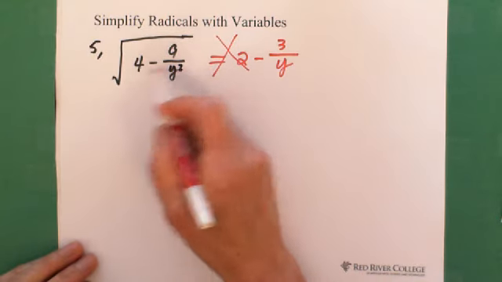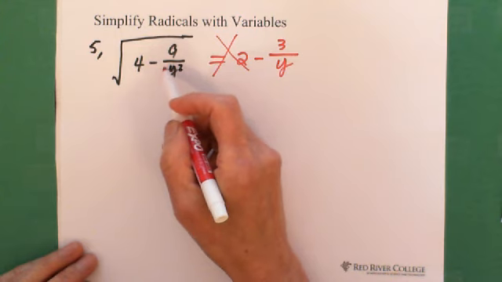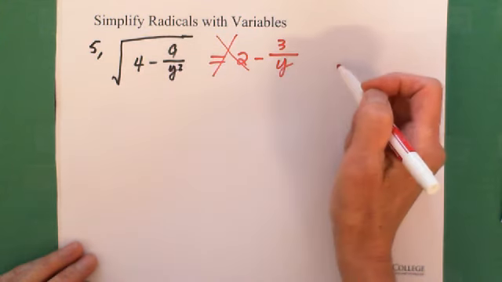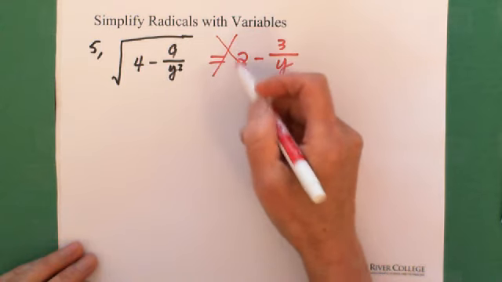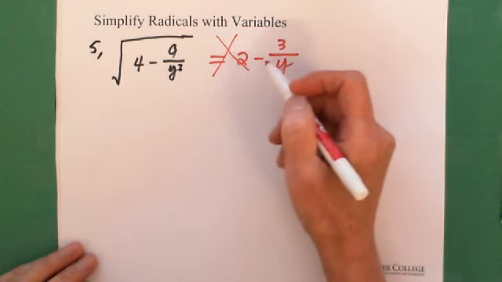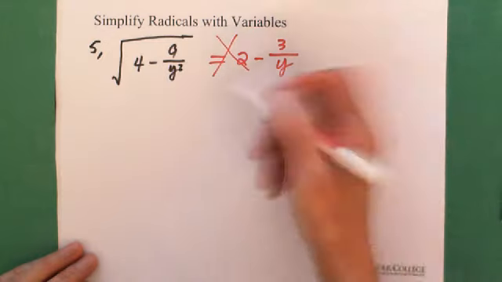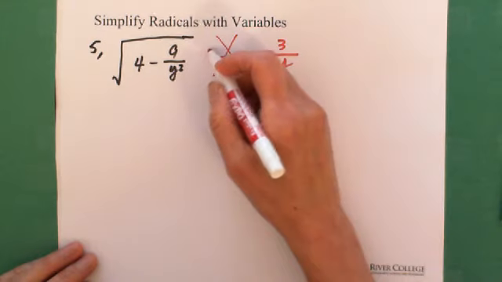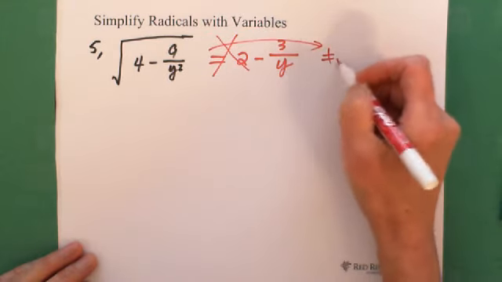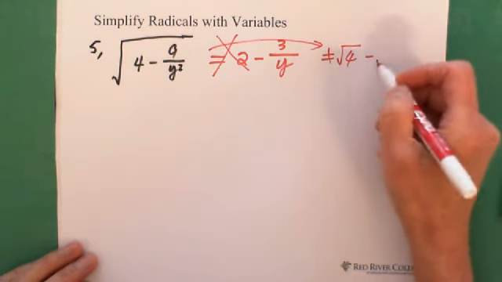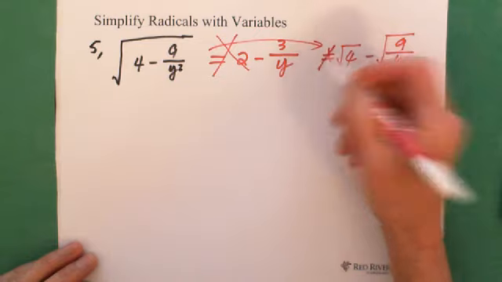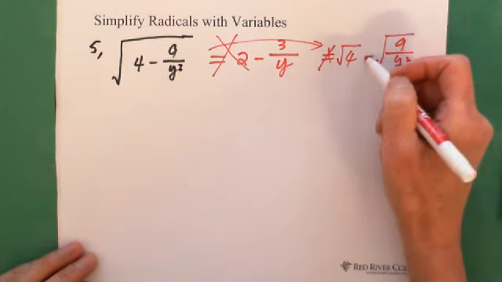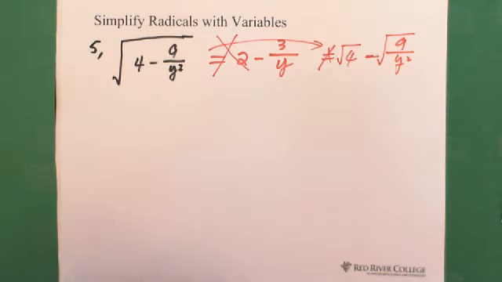The reason is there are 2 terms. You cannot do it this way, because you cannot write it as square root of 4 minus square root of 9 over y squared. This one is not equal to square root of 4 minus square root of 9 over y squared. Not equal. The reason is this is a minus, so we need to keep them together.